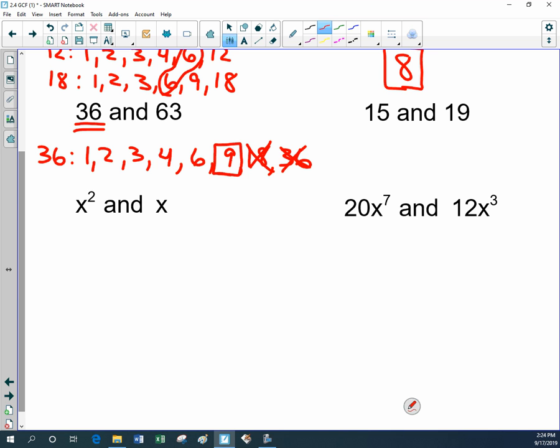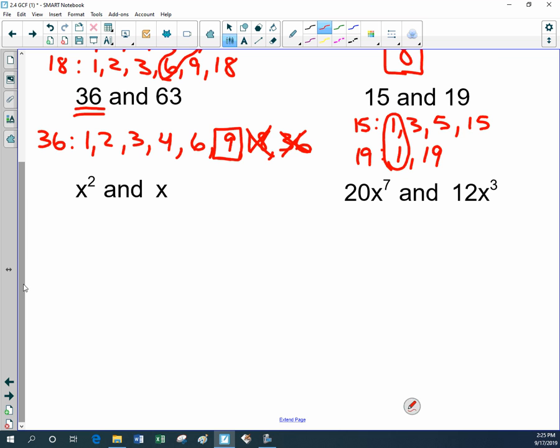15 and 19, okay, the next example here. As you think of the factors of each of these, 15 is 1, 3, 5, and 15. 19, the only factors of 19 would be 1 and 19. So the greatest common factor of these two, or the only thing they have in common, is 1.